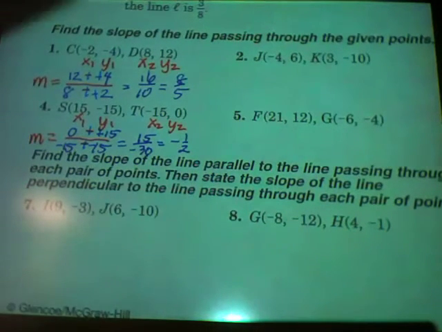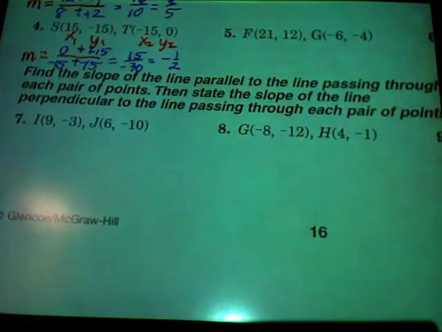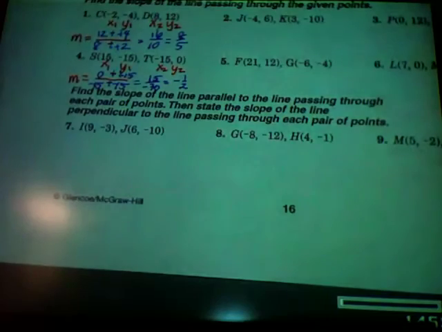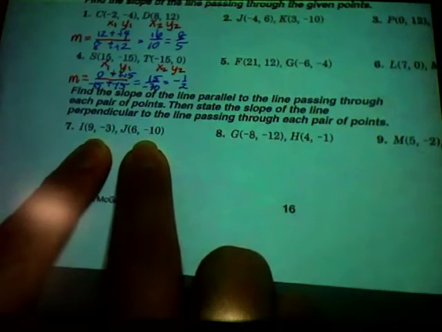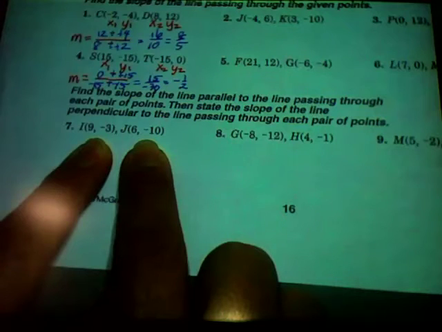Perfect. All right, so then look at what they're asking you to do here. Then this one says, find the slope of the line parallel to the line passing through each pair of points. Then state the slope of the line perpendicular to the line passing through each pair of points. Are they asking you something different than above or the same thing? Find the slope of the line parallel to the line passing through the pair of points. So here's the pair of points, right? Can we find the slope of that line that would pass through those points? I'm just using the slope formula, right? And then they want you to state the slope of the line that's perpendicular, right?